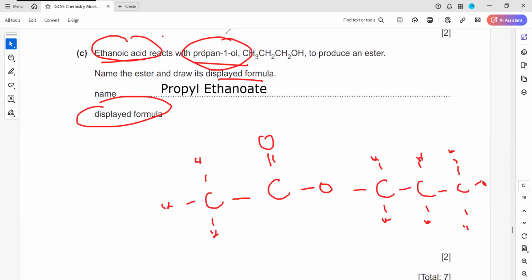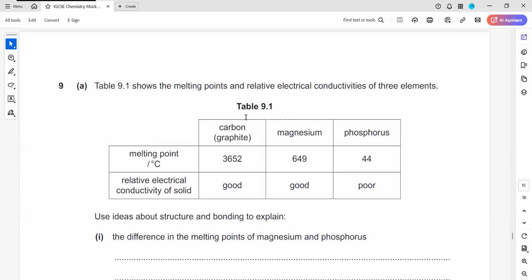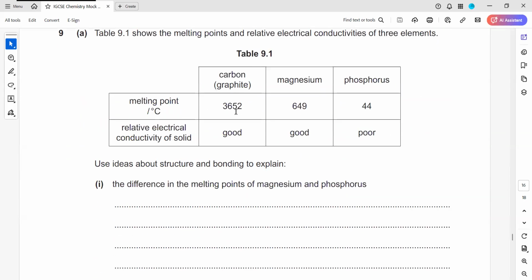Carboxylic linkage, sir? No, ester linkage. C double bonded with O is called the ester linkage, not carboxylic.